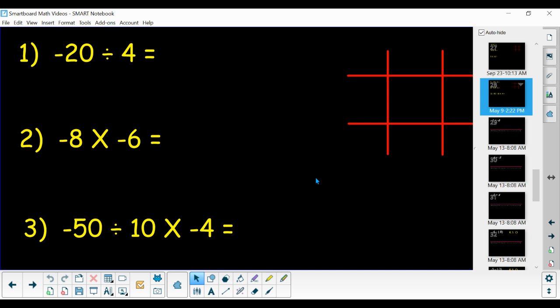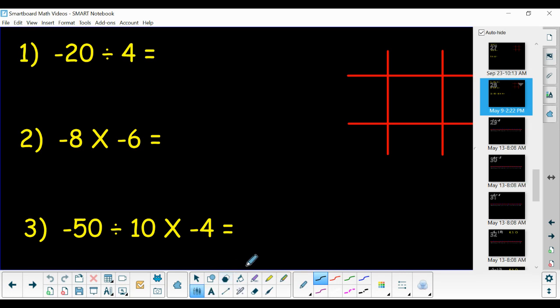Okay, so another video about multiplying and dividing positive and negative integers. And again, we're going to be using tic-tac-toe again. And when you're setting up your tic-tac-toe table, please remember that you got to set up your positive signs diagonally. There's two different ways you can set it up.